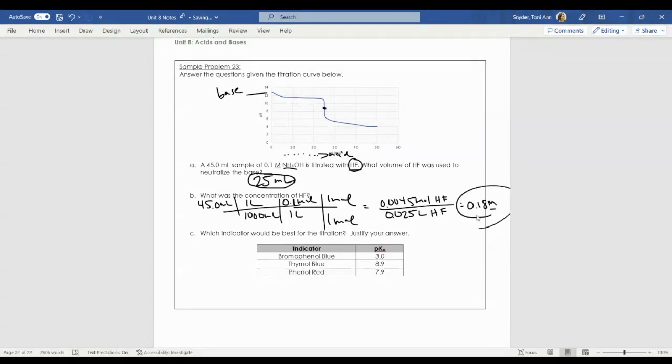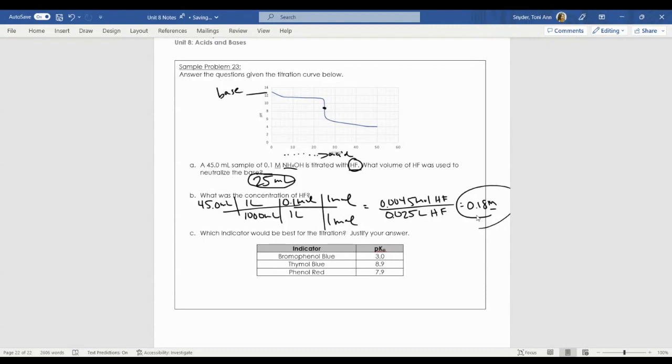Again, the key to these is just getting practice, right? You got to do some stoichiometry sometimes. You got to look at the graph sometimes. This is what we're focusing on. We're putting it all together at this point. You now know just about everything about acids and bases that you need to know according to College Board.